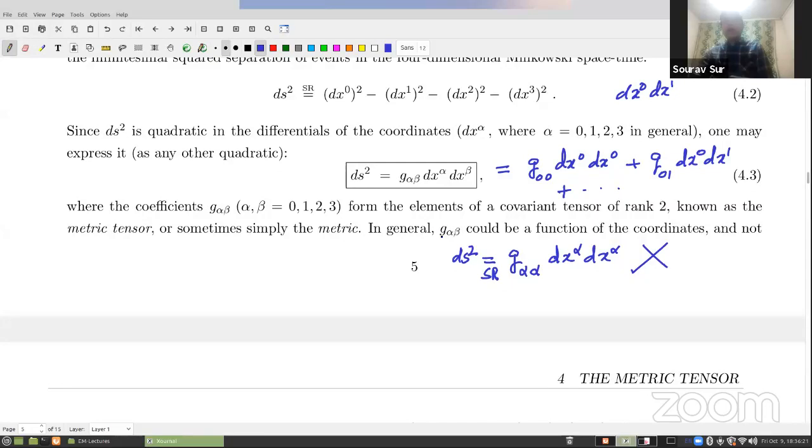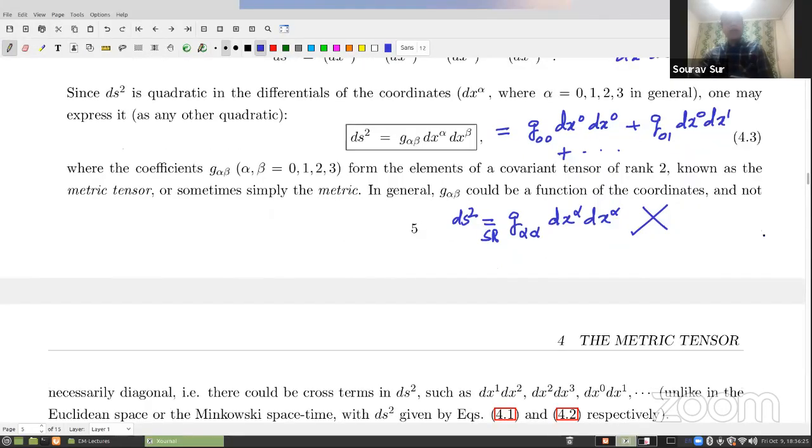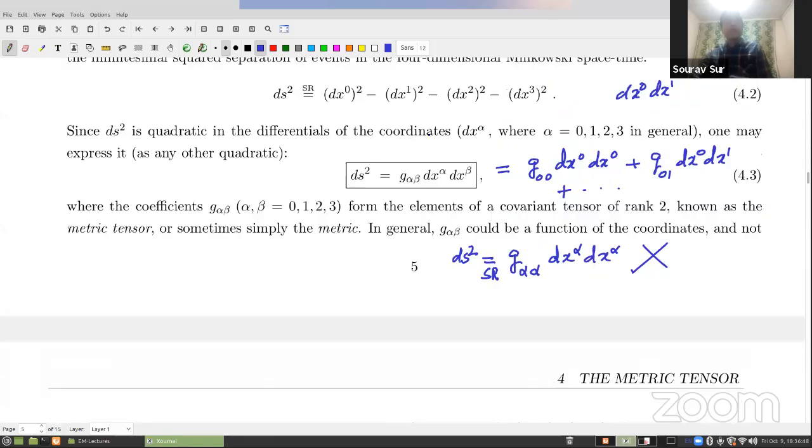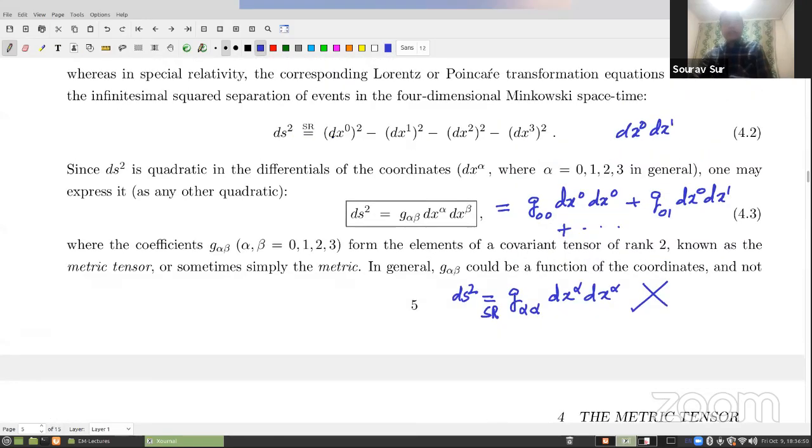So in general, G alpha beta could be a function of the coordinates and not necessarily diagonal, as I said. There could be G01, G02, G12, all sorts of terms present. So there could be dx0 dx0, dx0 dx1, then dx1 dx1, dx1 dx2, all sorts of terms. In the special relativistic case, only the diagonal terms survive.